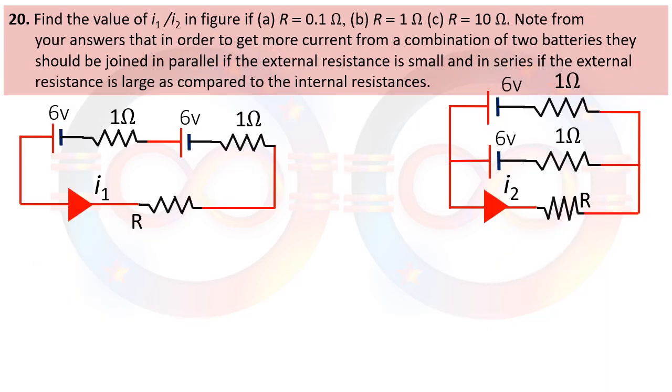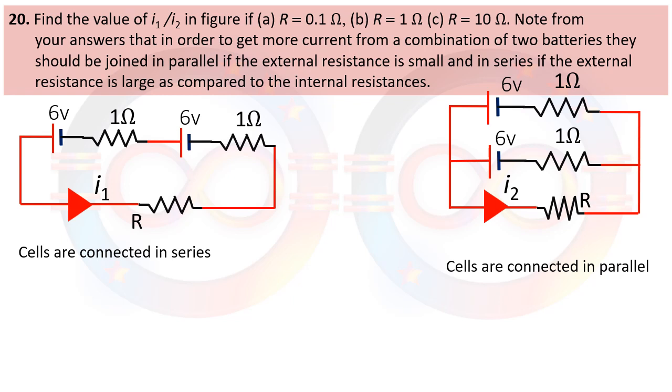Question number 20 says that looking at these two circuit diagrams, we have to find the ratio of I1 and I2. There are three conditions: R is equal to 0.1 ohm, R is equal to 1 ohm and R is equal to 10 ohm. So first let us find the ratio I1 upon I2 in terms of R, and then in terms of total R equivalent, that is total resistance. Then the A, B and C conditions we can take up separately.